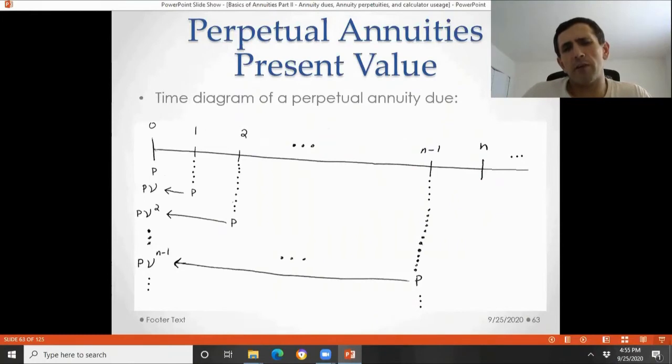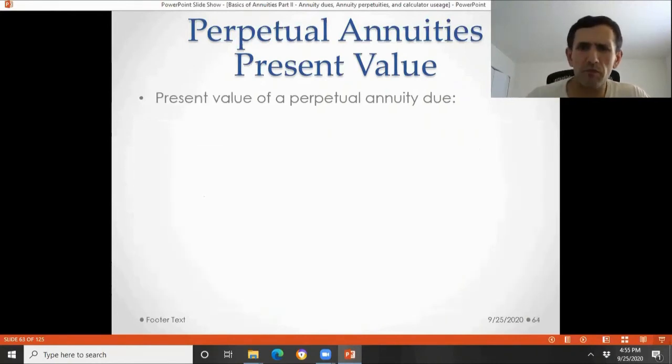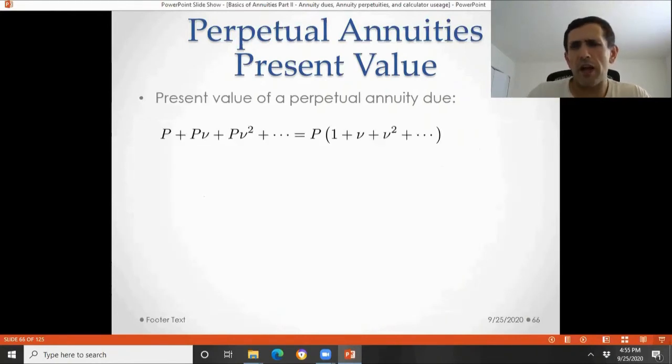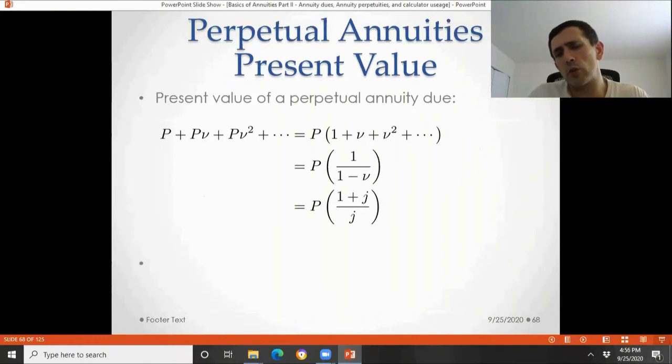You have basically the same timeline for an annuity due, just everything is discounted by one period. And here, deriving this is even simpler. It's just P times 1 plus nu plus nu squared, so it's P times 1 over 1 minus nu. And again, a little bit of algebra, and it's just P times (1 plus j) over j. And again, these two formulas are the same except for this 1 plus j here.